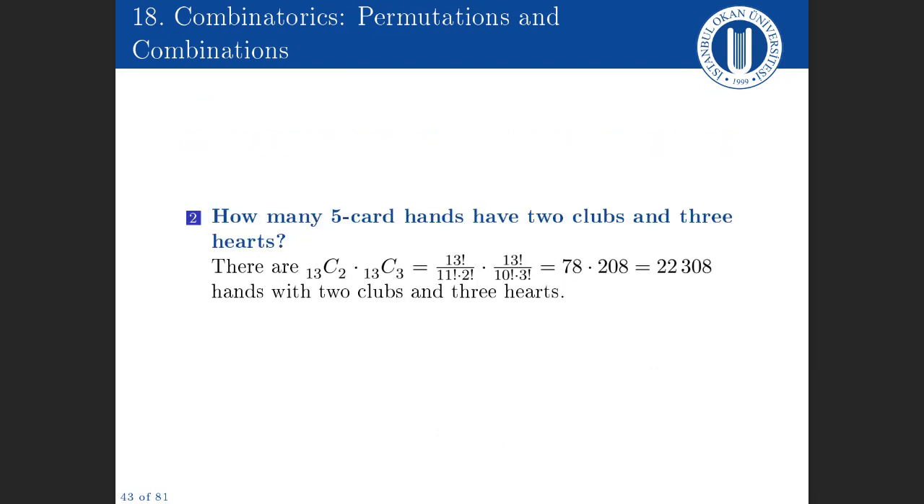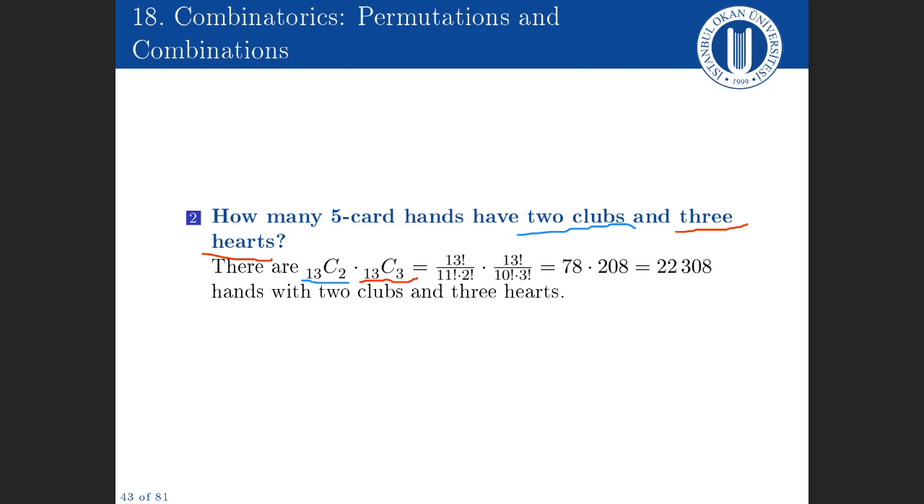How many 5-card hands have 2 clubs and 3 hearts? Well, the deck of cards has a total of 13 clubs, and we want 2 of them. We're going to be choosing 2 out of 13, so 13 choose 2. And a standard deck of cards also has 13 hearts, and we want 3 of these hearts. So we're going to be doing 13 choose 3.